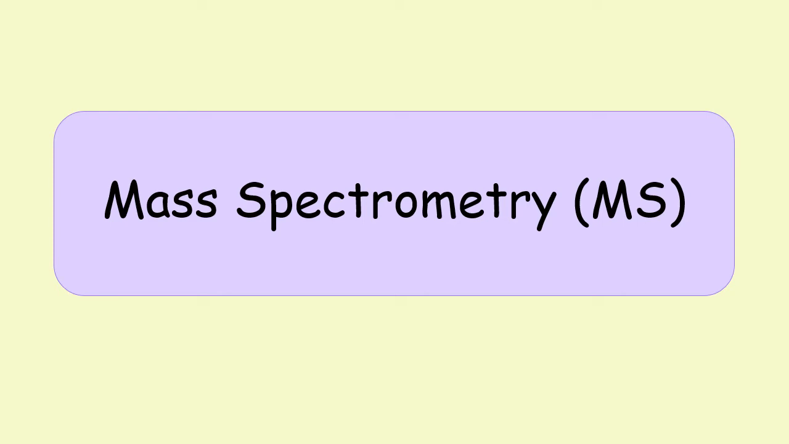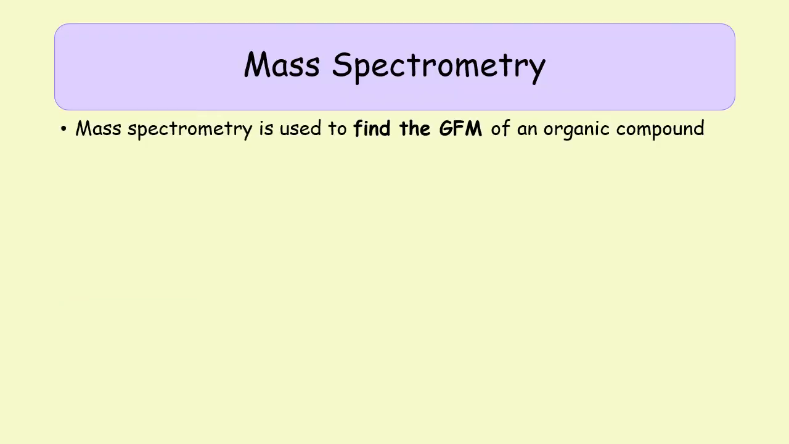So this is another Advanced Higher Chemistry video, continuing on our set of videos on experimental determination of structure. The technique we're going to be looking at in this video is known as mass spectrometry, which is usually shortened to MS. Mass spectrometry as a technique is typically used to help you find the GFM of a compound, but it can also give you information about the way that molecule might break apart into fragments.